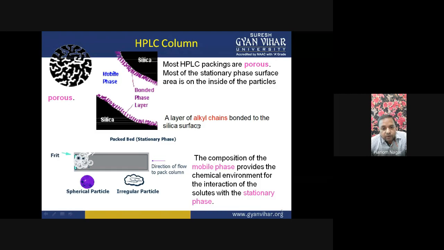Okay, so a layer of alkyl chain is bonded to the silica surface. This is the silica, and on the silica surface, this is the layer of alkyl chain. If we talk about the reverse phase HPLC column, which is the C18 column, if the column has the C18 stationary phase, then the C18 stationary phase will be incorporated with this silica gel as a layer. Okay.